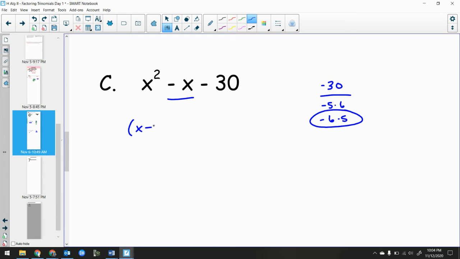So I can say x minus 6, x plus 5. Notice again that the commutative property holds here, so that we can change the order if I really wanted to. I could say x plus 5, quantity x minus 6. Those are equivalent.